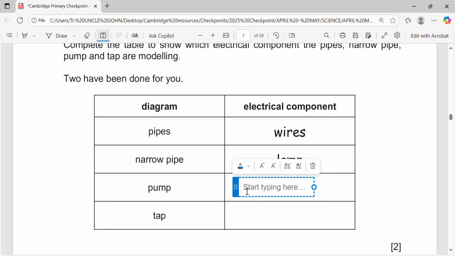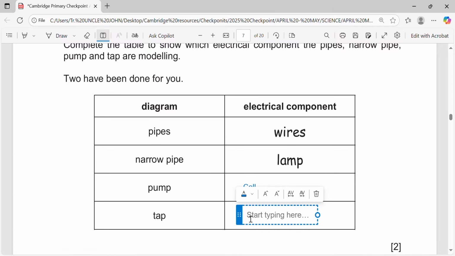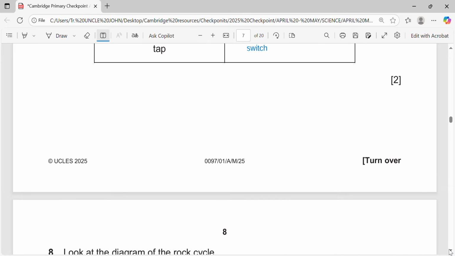I have the cell, we have the switch, there are more others, but let's keep on.